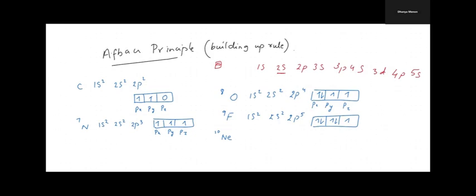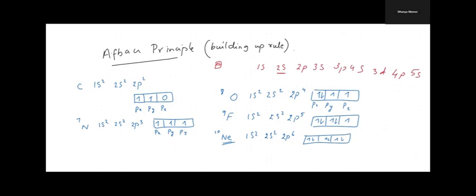1s2, 2s2, 2p6. So 1, 2, 3, 4, 5, 6. In case of neon, if you see, the p orbitals are completely filled. So that is why neon is a noble gas and it is less reactive. It's because it is fully filled and also it is stable.